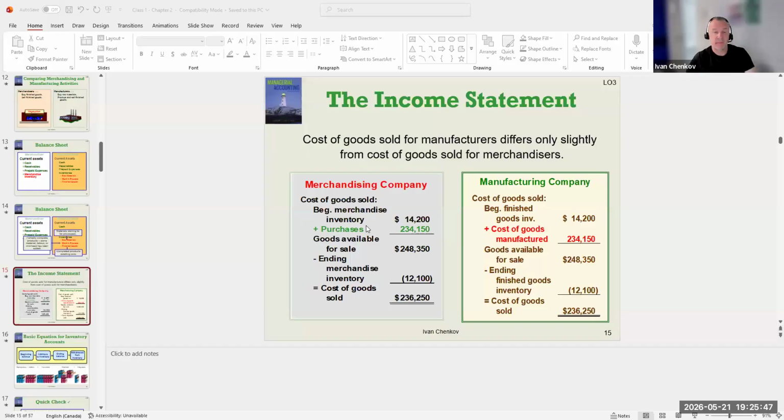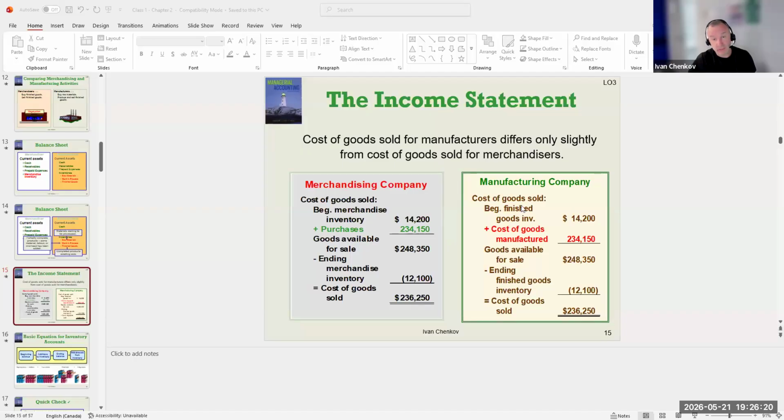So first thing, let's get the calculation for the cost of goods sold for the merchandising company again. Again, beginning merchandising inventory, then we're going to add the purchases, and then we're going to have inventory or cost available for sale. Inventory available for sale or cost available for sale. Now, different people are going to call it differently. Then we're going to deduct the ending merchandise inventory, and we're going to get cost of goods sold.